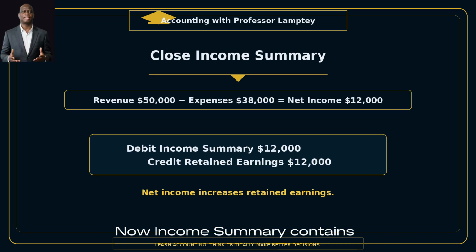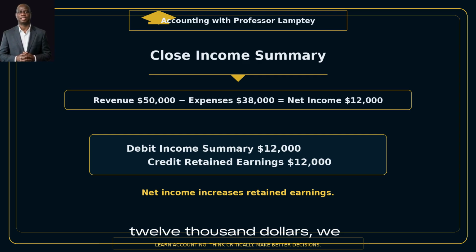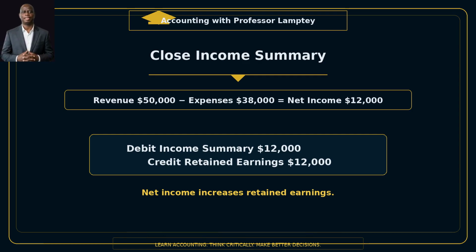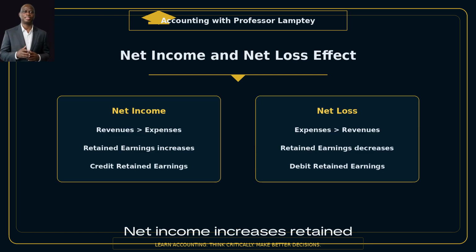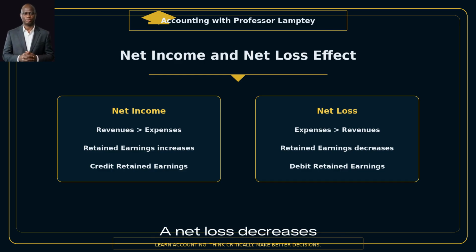Now, income summary contains both revenue and expenses. Revenue was $50,000. Expenses were $38,000. Net income is $12,000. Since income summary has a credit balance of $12,000, we close it by debiting income summary and crediting retained earnings. Net income increases retained earnings. That is why we credit retained earnings when the company has net income. But if expenses are greater than revenues, the company has a net loss. A net loss decreases retained earnings.